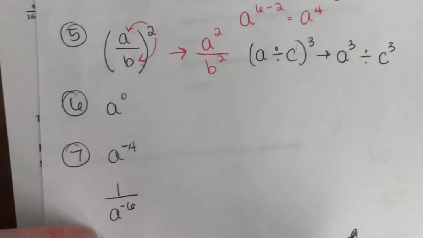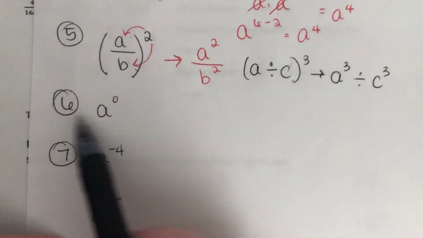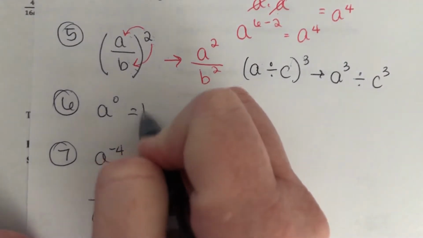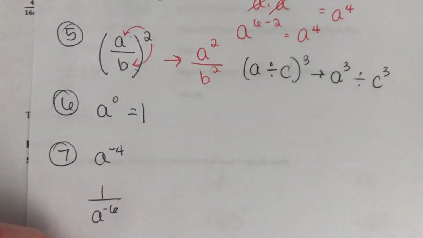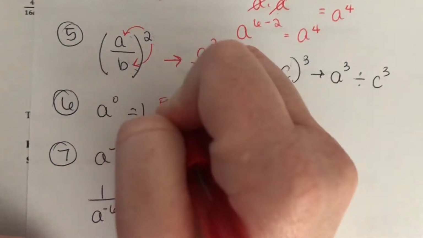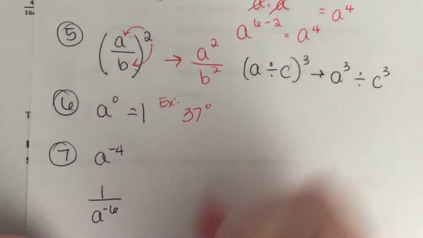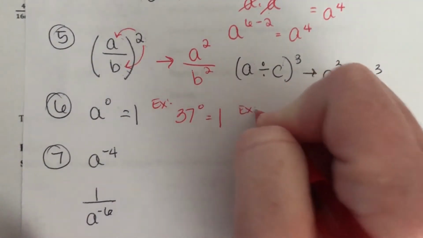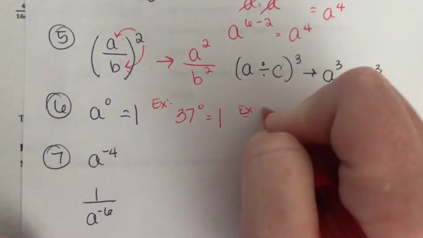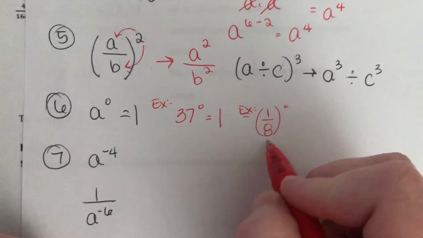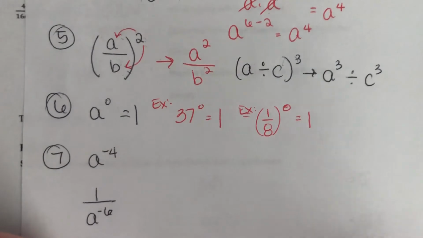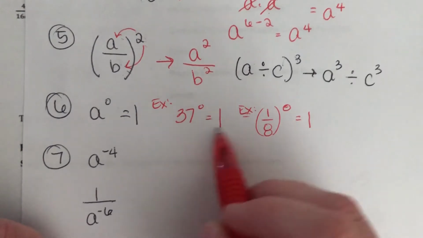All right, so we're going to add on 2 more rules real quick here. First rule is, and we talked about it in the last video, anything raised to the 0 power is 1. So for example, if I had 37 raised to the 0 power, the answer is 1. If I had 1/8 raised to the 0 power, any base raised to the 0 power just equals 1. It's no more complex than that. The whole entire answer is 1, not just the exponent. The entire thing is 1.